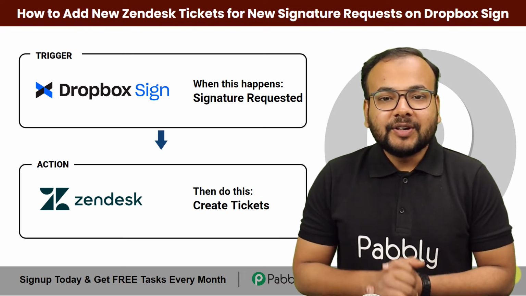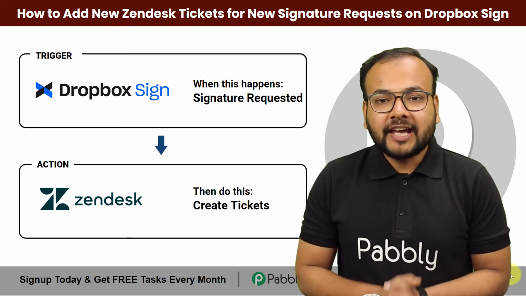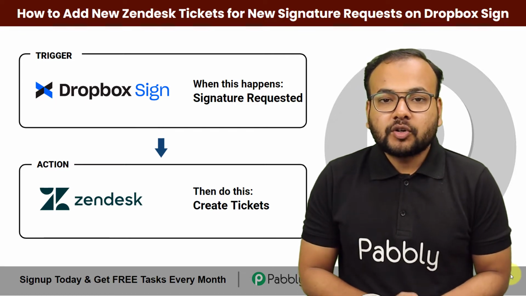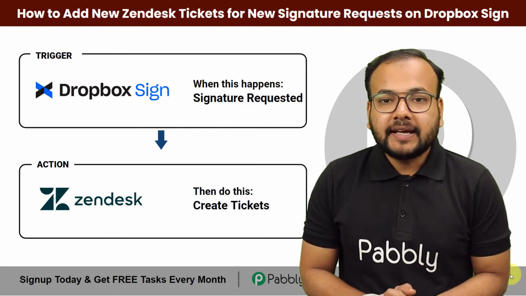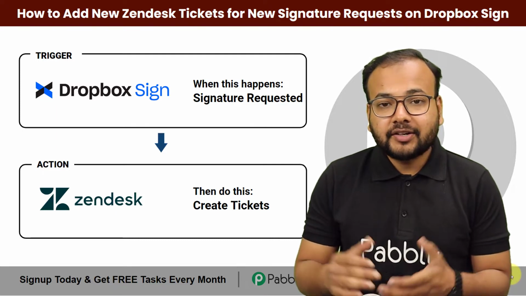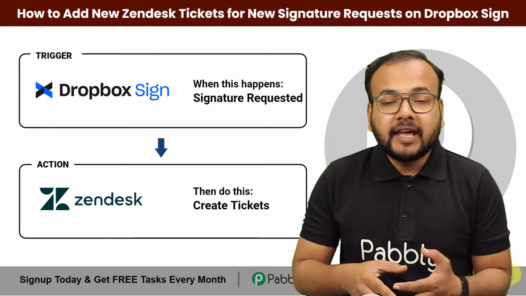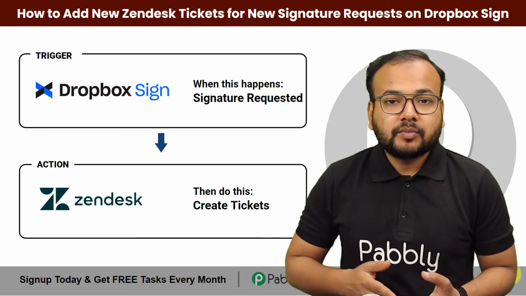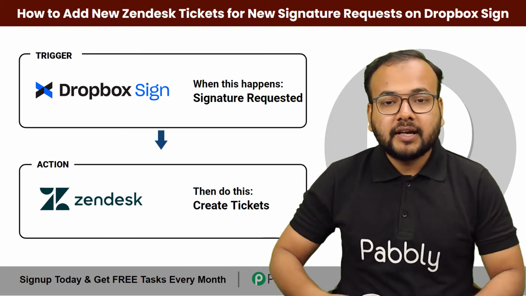Guys, in this video, we are going to integrate Dropbox Sign with Zendesk. So guys, Dropbox Sign is an e-signature application by which you can get electronic signatures on your documents, and Zendesk is a customer support application by which you can create help desks.